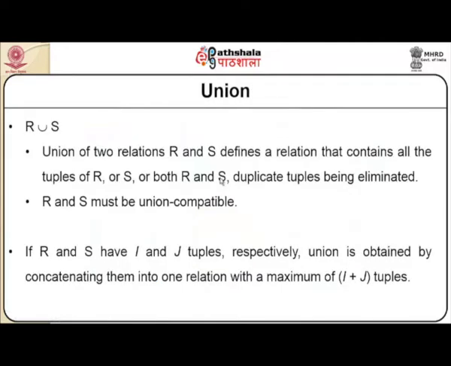Now, we will talk about union, where the symbol for union is this. Between 2 different relations, union can happen. Union of 2 relations R and S defines a relation that contains all the tuples of R or S or both R and S. Duplicate tuples may be eliminated. R and S must be union compatible if R and S have i and j tuples respectively. Union is obtained by concatenating them into one relation with a maximum of i plus j tuples.